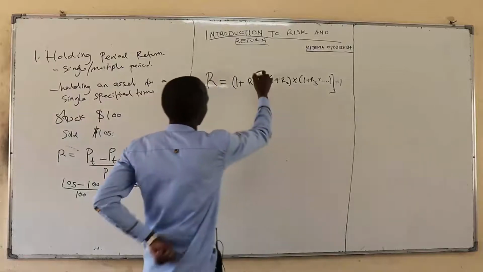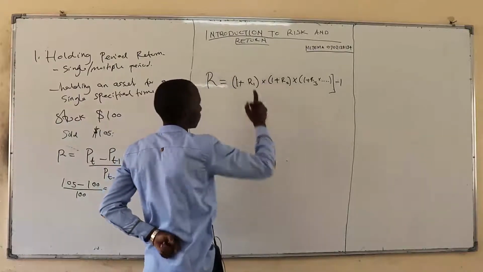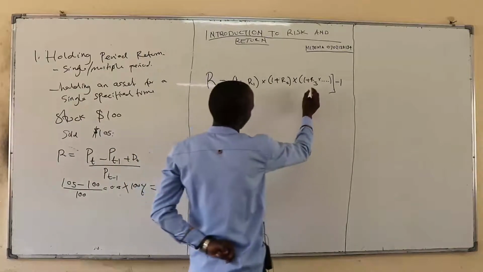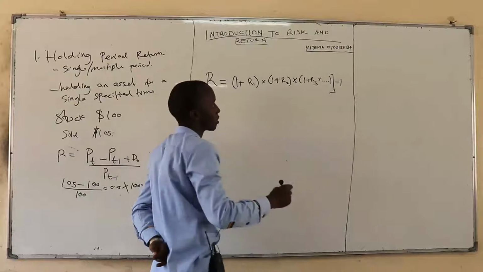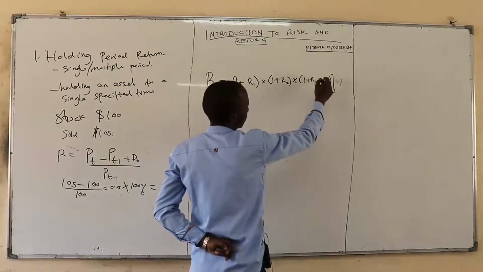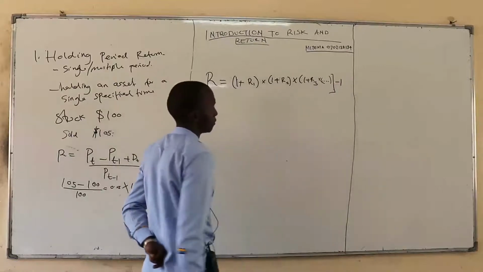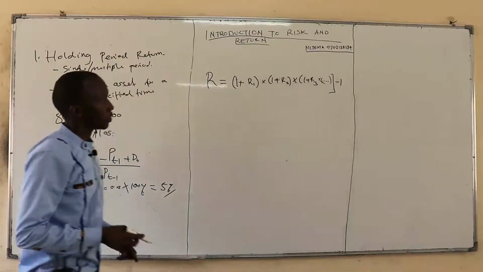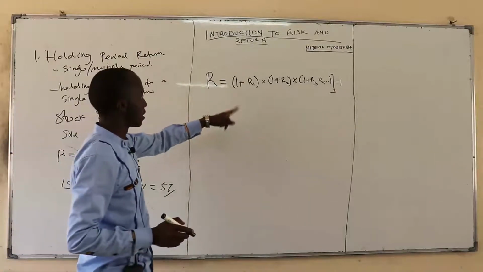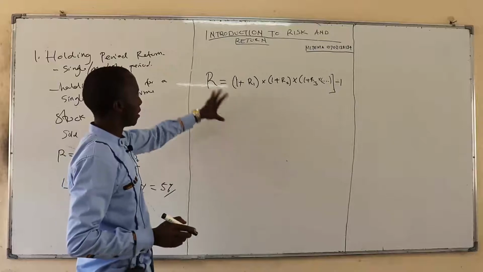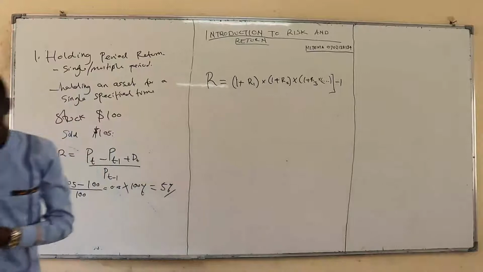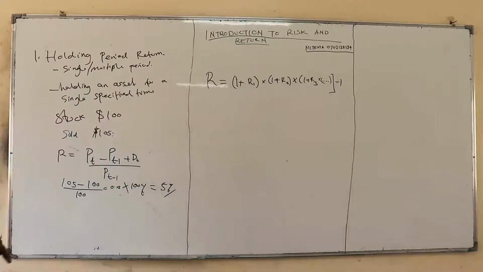The first component, R1, is the return of the first year. This is the return of the second year. And this is the return of the third year. Now if it was a 4-year holding period return, then it could be 1 again here plus R4. You continue substituting the elements that you have. First of all, you must look for the return of the first year, the second year, the third year, and then you substitute in this formula and you find the return in that specified period of time.